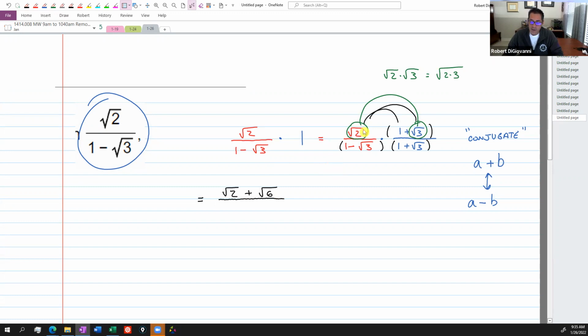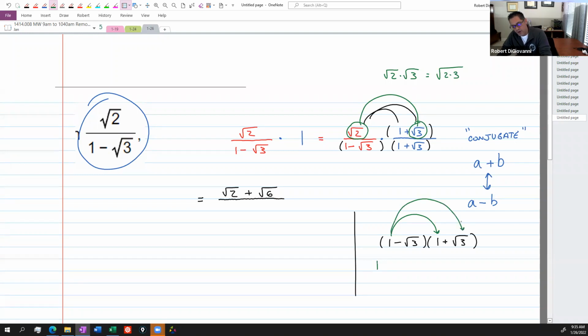All right, so that's that one, right? We've got the top distributed through. Now on the bottom, I have to FOIL this. I have to multiply this out. So I'm going to do this over here on the side. I want you all to see this really clearly. I'm doing the bottom, so I'm going to do like a FOIL or an expansion. I do 1 times 1, that gives me 1. Now, when I do 1 times root 3, that's root 3. And then when I do the middle ones, I get negative root 3 times 1. That gives me negative root 3. And then what about this last one?